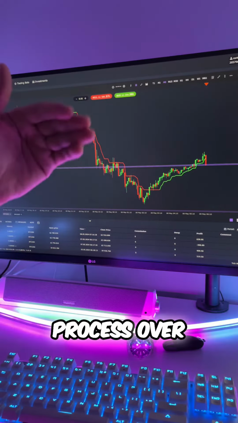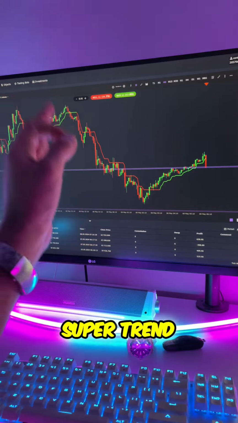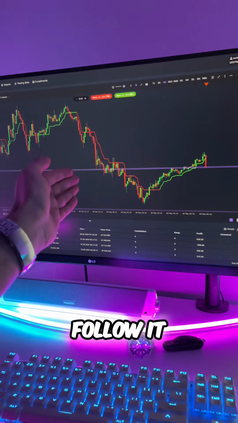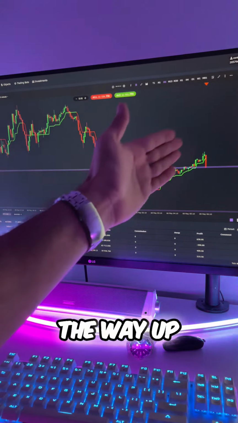Repeat this process over and over again with the range bars, calling out the signal on when to enter and exit, and then confirm it with the daily candle to see the trend direction of the day. And finally, use the Supertrend indicator to follow it and ride it all the way up or ride it all the way down. And that's all it takes.